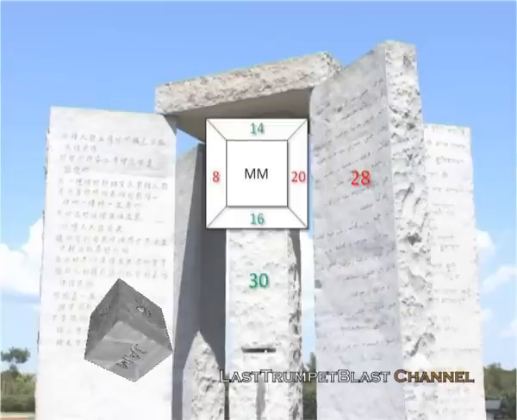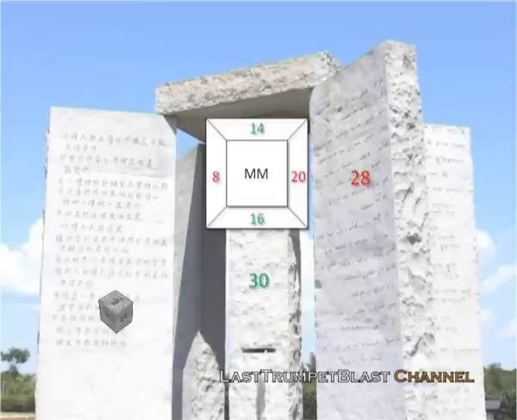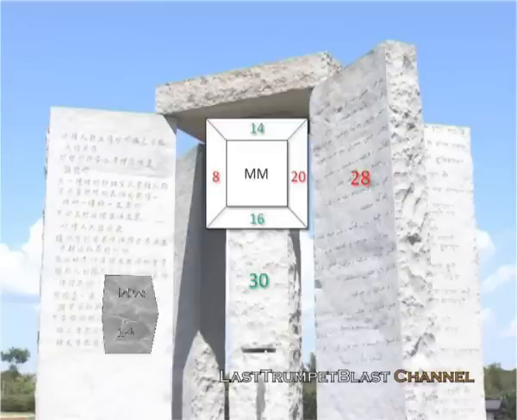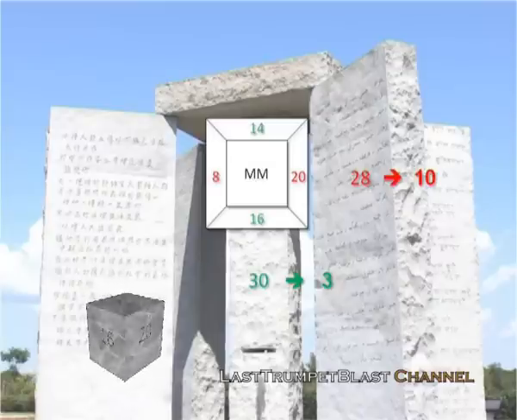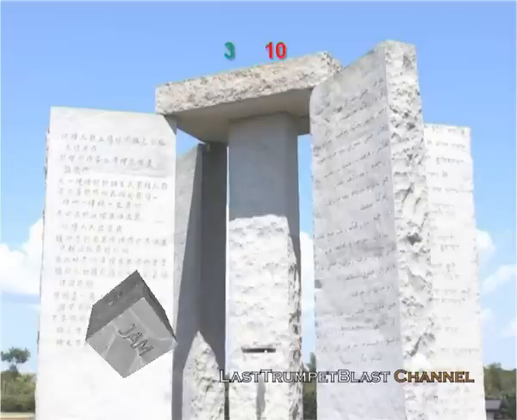As is customary in numerology, we keep adding the digits until a single digit number is left, except for 10, which is a pure number and stays as it is. 28 now becomes 2 plus 8 is 10, and 30, 3 plus 0 is 3. We now derive the numbers 10 and 3. Likewise, we add the top and bottom.